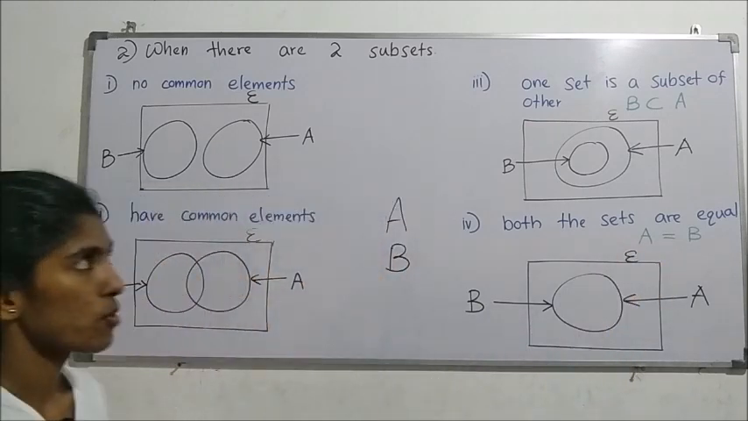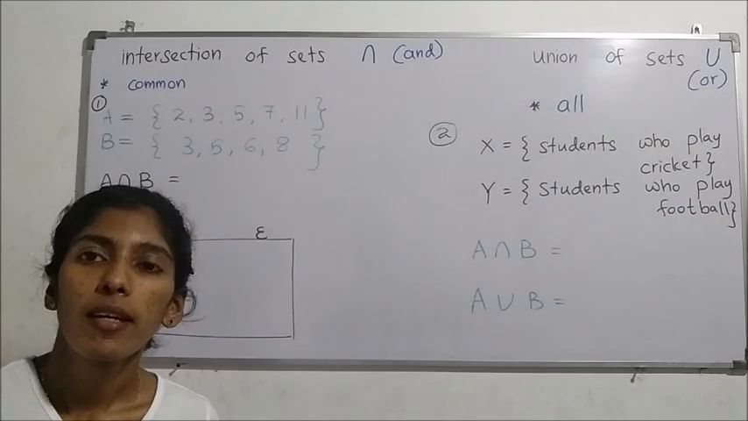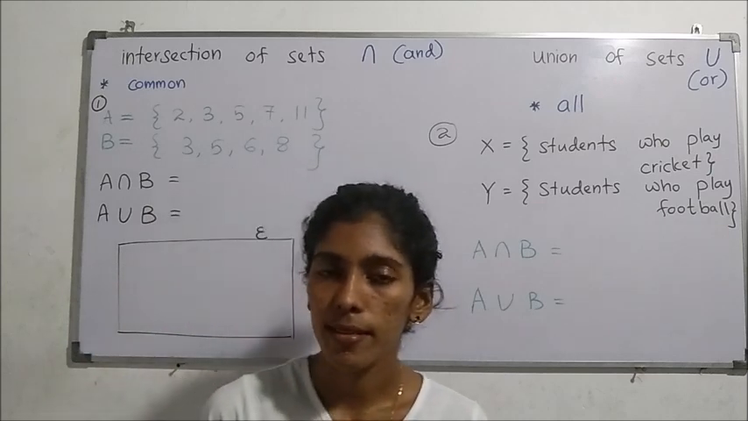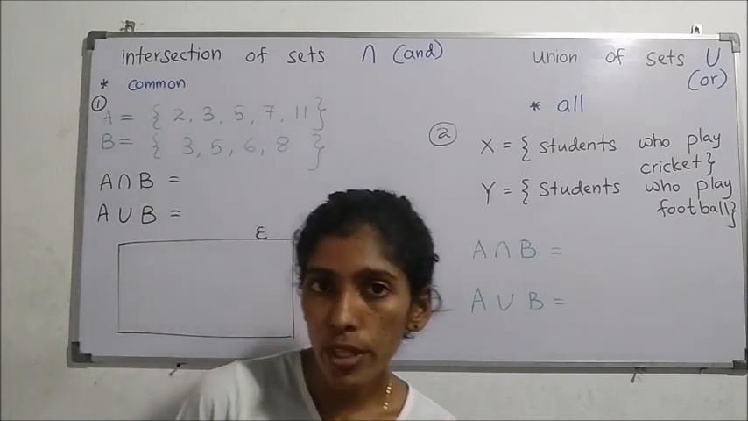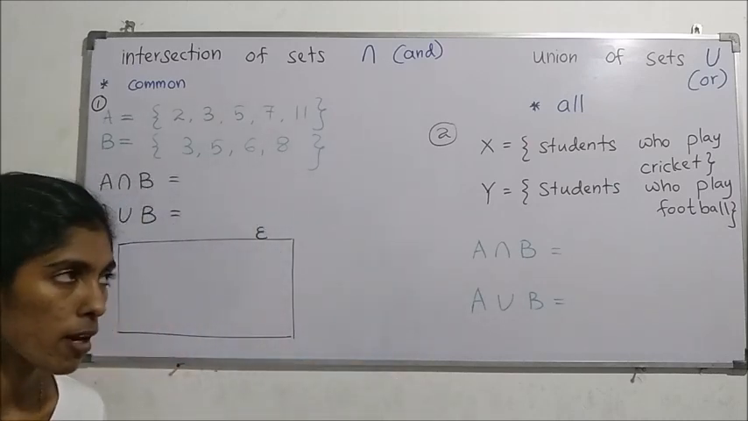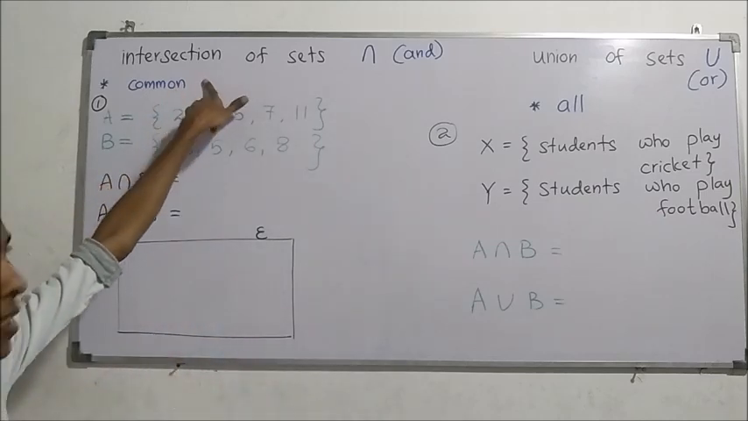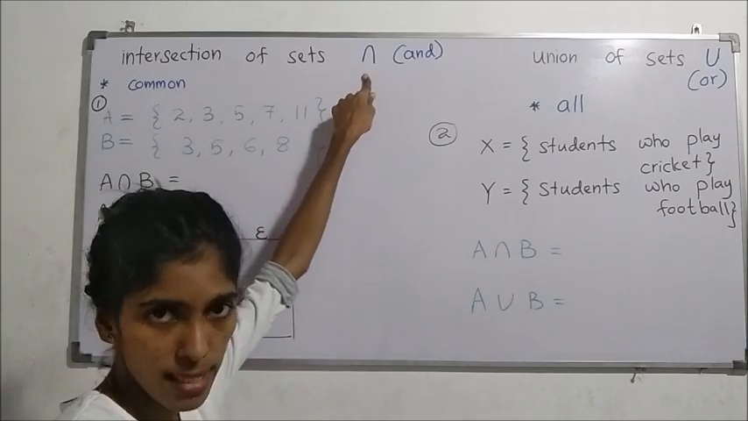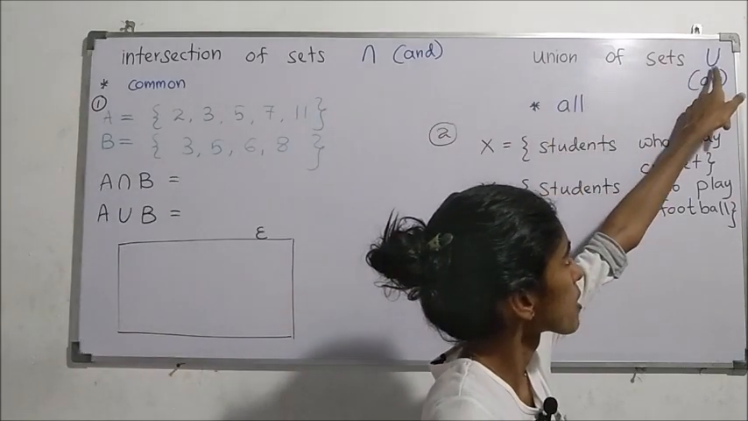So these are the four situations that you need to learn when there are two subsets which belong to the universal set. Okay children, now we will learn about the intersection of a set and the union of a set. Okay, so these two are two main parts of the lesson sets. Okay, intersection can be represented by this symbol. Okay, and the union of a set can be represented by this.